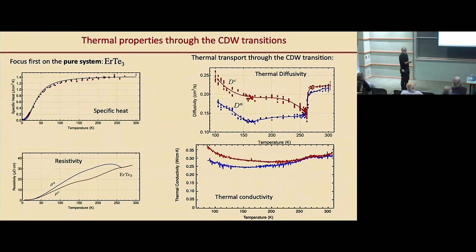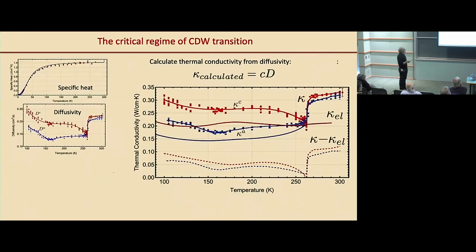That's the thermal diffusivity. Look at this strong anomaly. The fact that we don't see this weak anomaly is still a puzzle if you take the ratio. And this is the thermal conductivity in the two directions. Looks very similar. Again, there is no strong anomaly, okay?